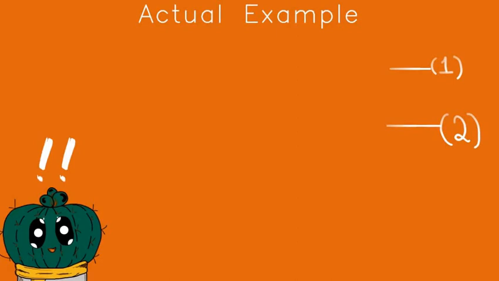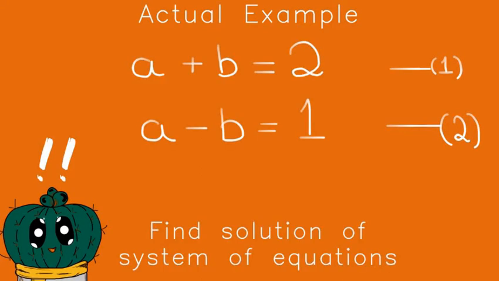That was just the basic general overview of what we're going to do. But now we're actually going to be solving an actual example, and this is going to be a longer video. It's like 4 minutes 50 seconds right now. So a plus b is equal to 2 and a negative b is equal to 1.